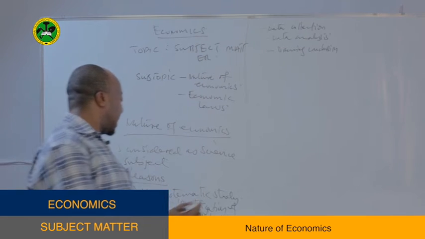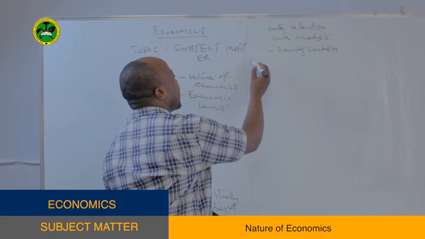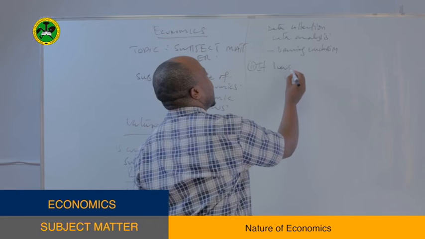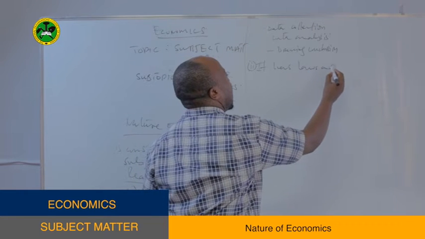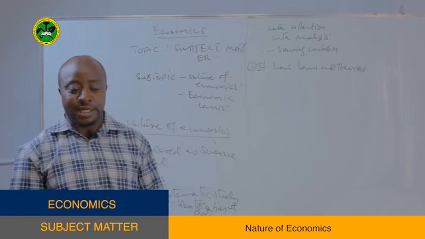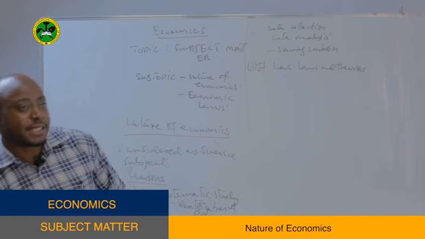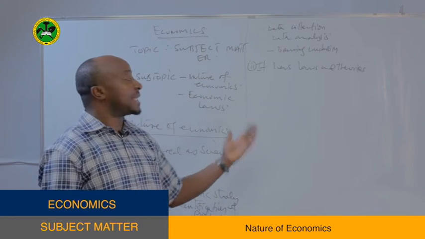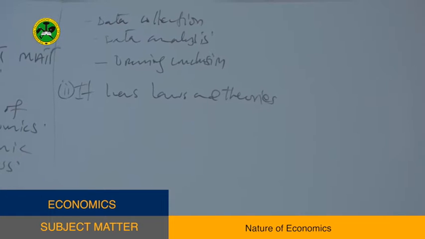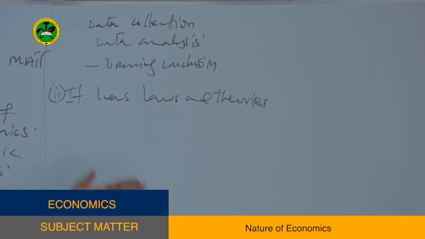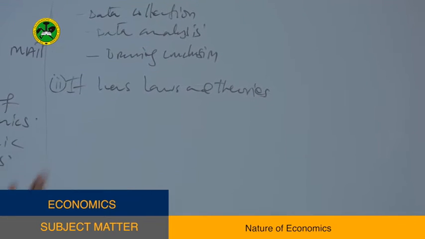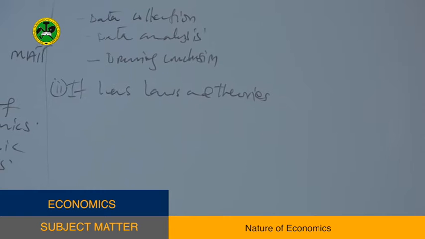The second reason why we say economics is a science subject is that economics has laws and theories. It means all science disciplines have laws. For example, if you go into physics, there are so many laws guiding the subject. Maybe in chemistry, there are different laws and different theories guiding the subject. Likewise in biology, because they are science subjects, they have laws guiding those disciplines.